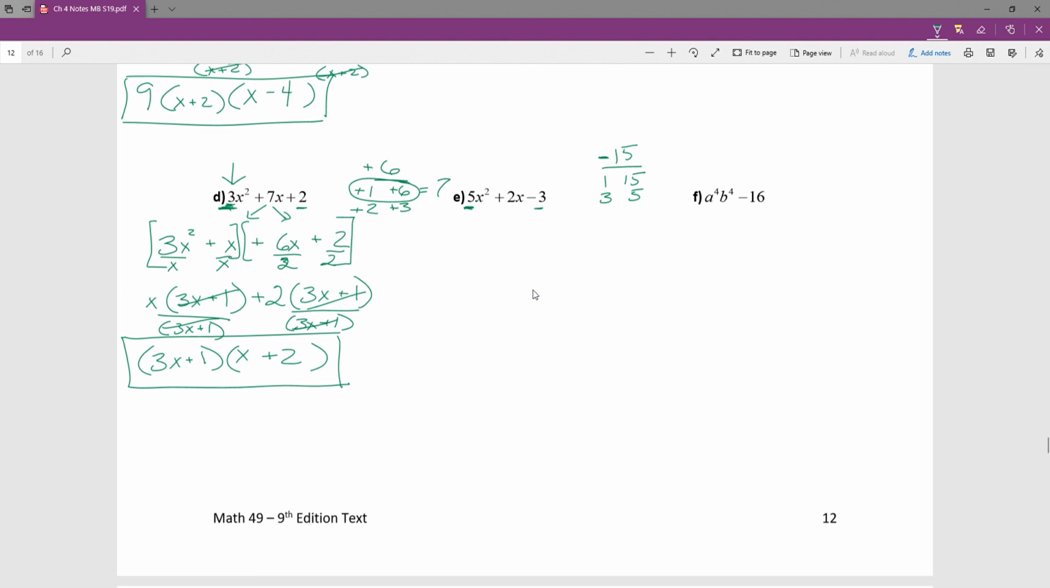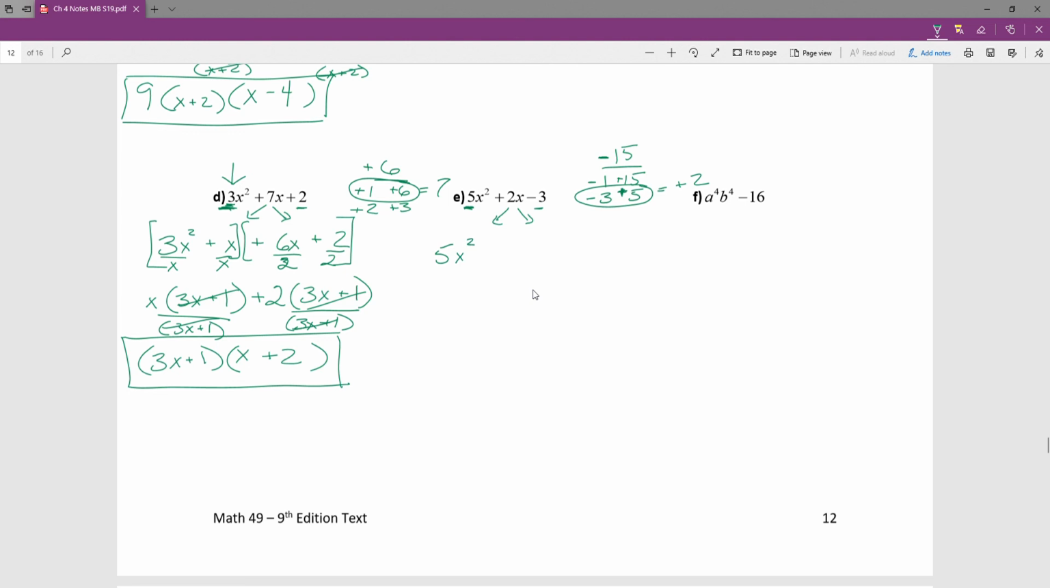To get a negative 15, one factor has to be positive and the other one has to be negative. Because I have a positive middle term, that means the larger are going to be positive and the smaller are going to be negative. And that helps me decide which combination of factors satisfy my number puzzle because those two would add to a positive 2. So those are the 2 values that are going to decompose that middle term.